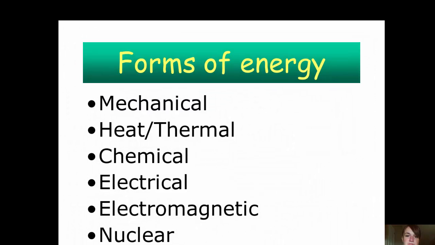Now we have 6 forms that energy can take, and we classify those different forms as either kinetic or potential, or sometimes both. So we're going to go through each of those 6 forms, but they are mechanical, heat or thermal energy, chemical, electrical, electromagnetic, and nuclear. So you will be filling in that chart on the bottom of your page, and it flips over and continues on the back.